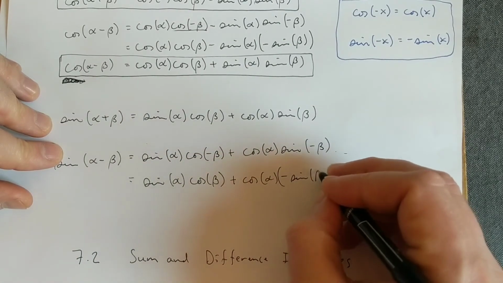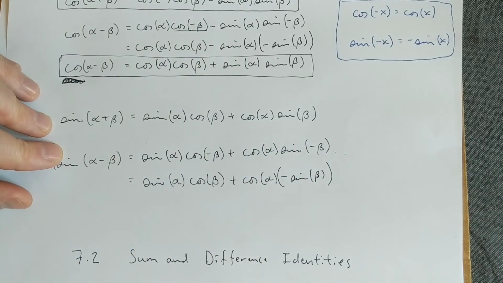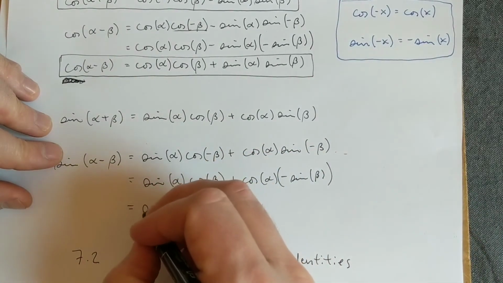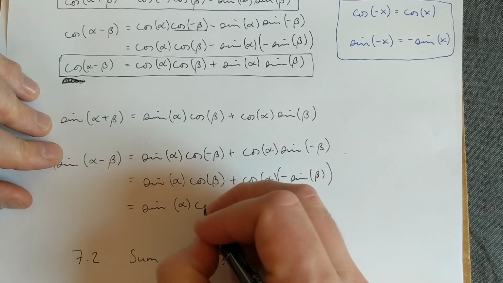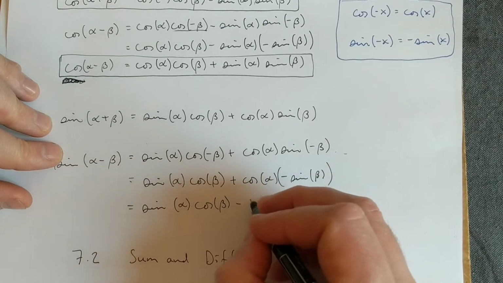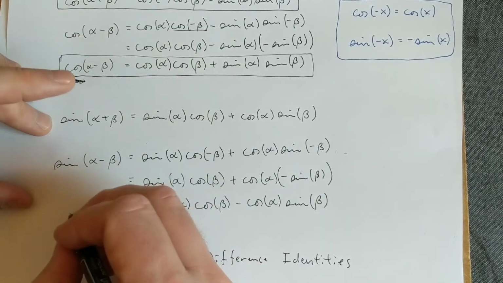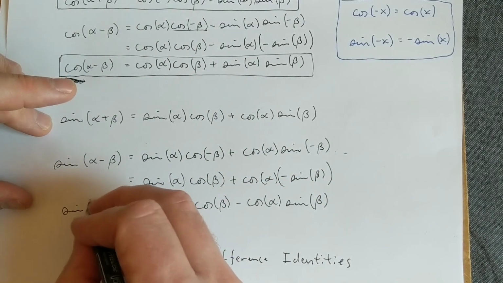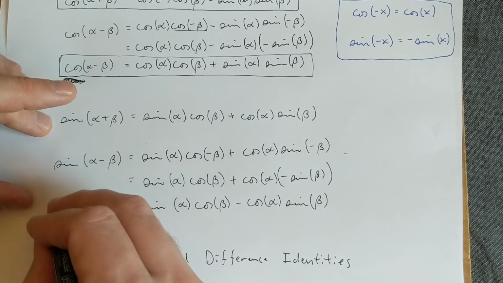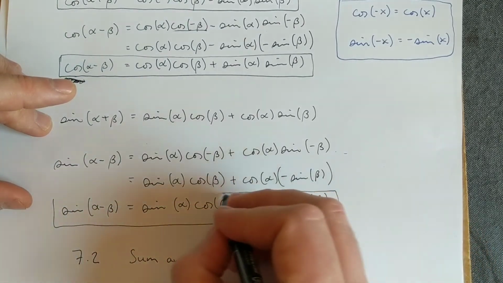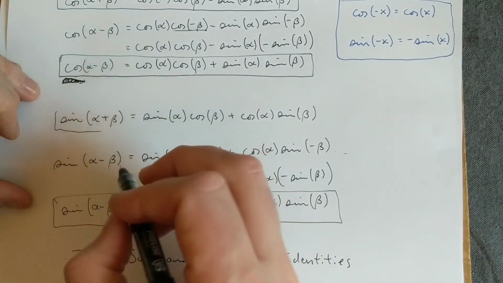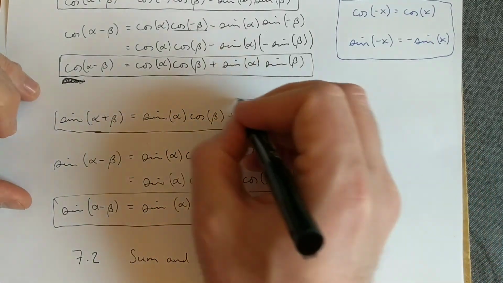So for sine, the negative comes out to the front, and we're multiplying, so we end up with something like this. And so this is the final version we want to use. And so here are our four sum and difference formulas.